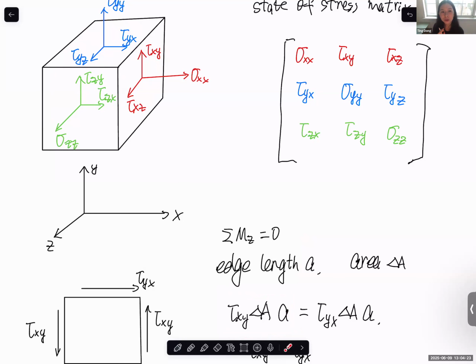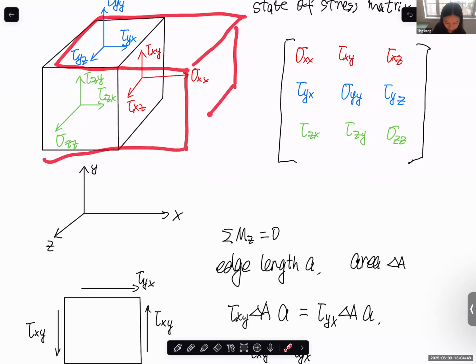We want to simplify our derivation to check the state of stress at a point. Of course, we naturally think that if we want to know the state of stress at a point, we take a small cube. But let's say the edge lengths are not the same.